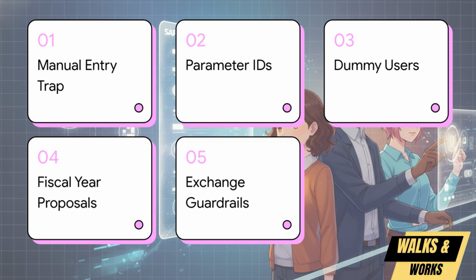Here's our quick roadmap for today. First, the manual entry trap. Second, parameter IDs. Third, dummy users. Fourth, automating fiscal year proposals. And finally, setting exchange rate guardrails.